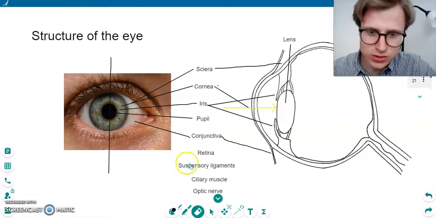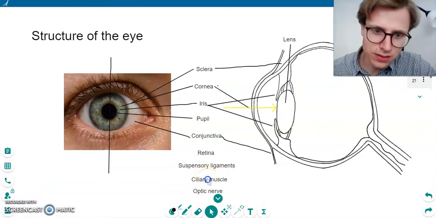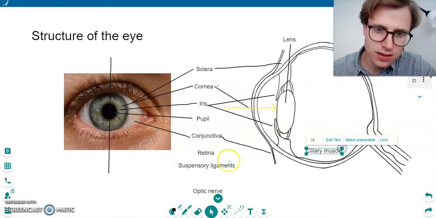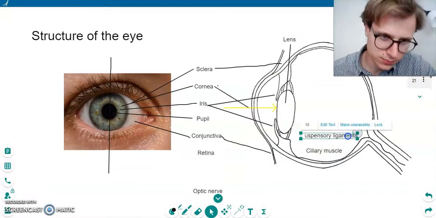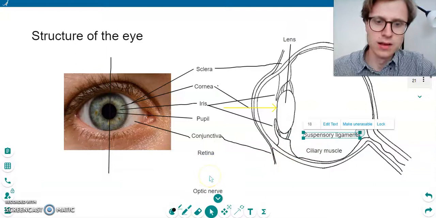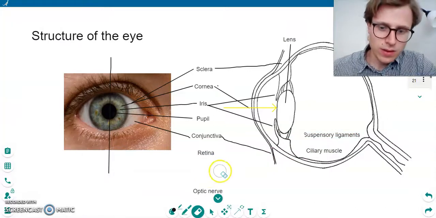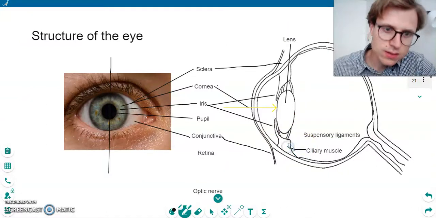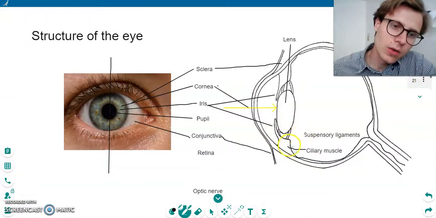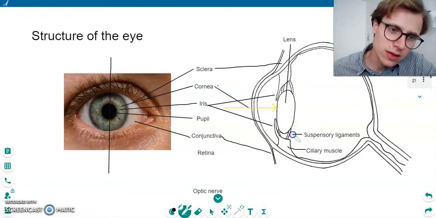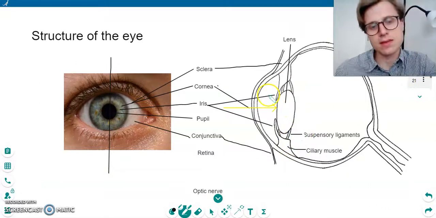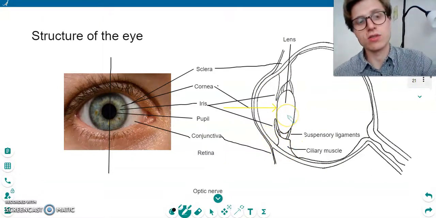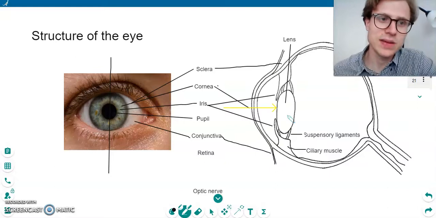And the key structures which enable the lens to do this are the ciliary muscle and the suspensory ligaments. And the ciliary muscle is this little area over here, which connects to the suspensory ligaments, which then hold the lens in place. And it's the contraction of this ciliary muscle which is responsible for changing the shape of the lens.